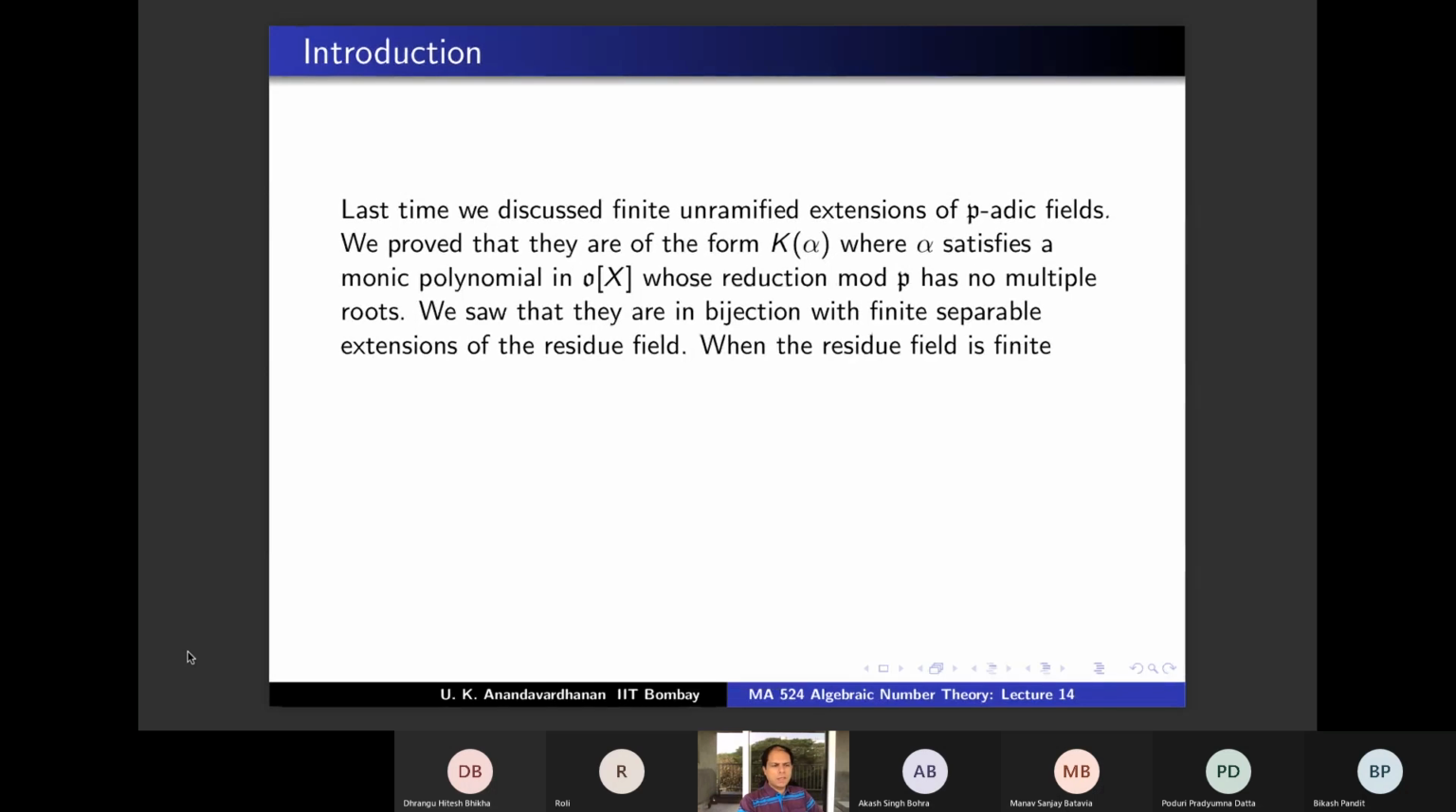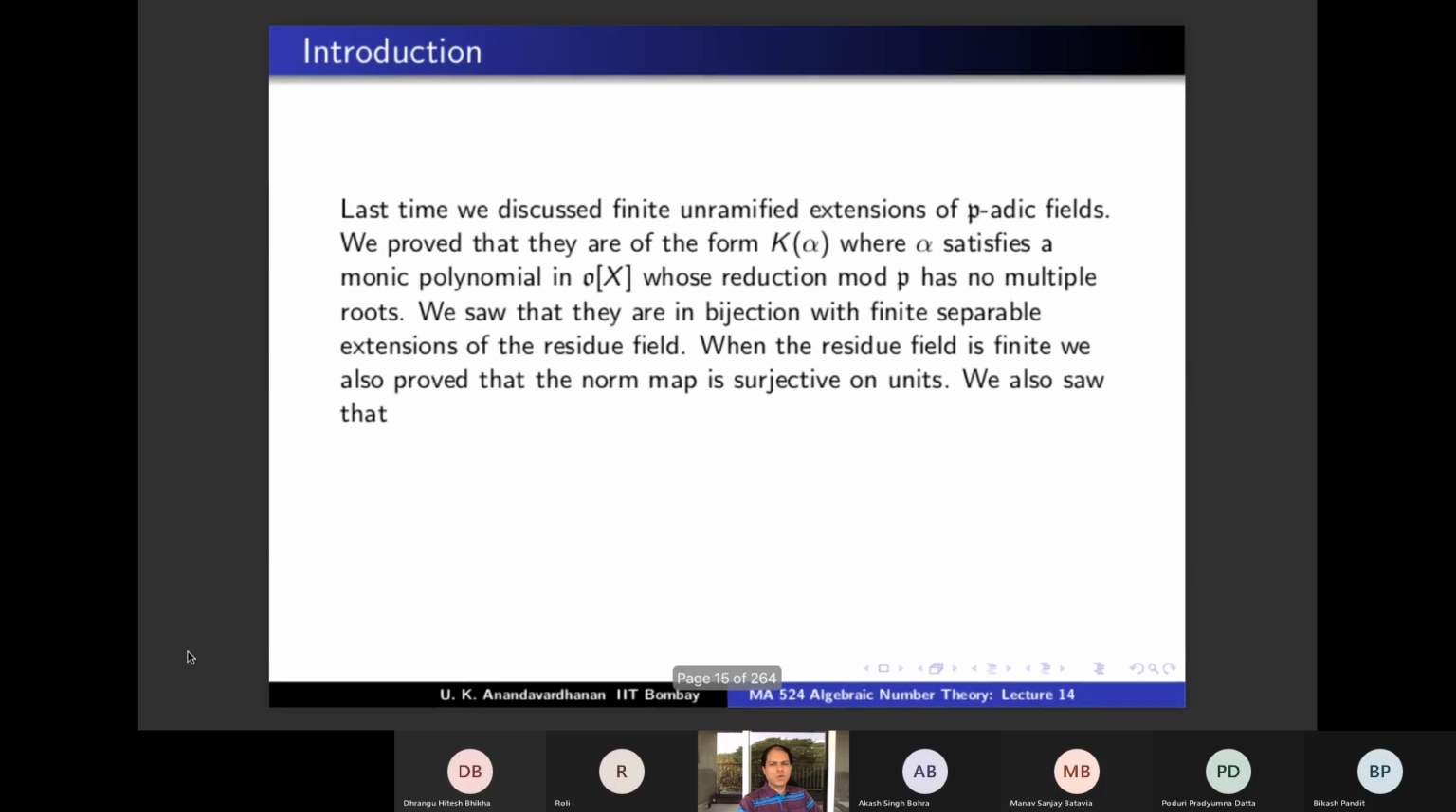When the residue field is finite, we proved at the very end that the norm is surjective on units. If E over K is finite and unramified, you can take the units O_E star and O_K star, and the norm map from E star to K star is surjective on units. We also saw that a finite unramified extension is Galois. Once you know that it is Galois, the Galois group of E over K is isomorphic to the Galois group of the residue field extension, which is a cyclic group.